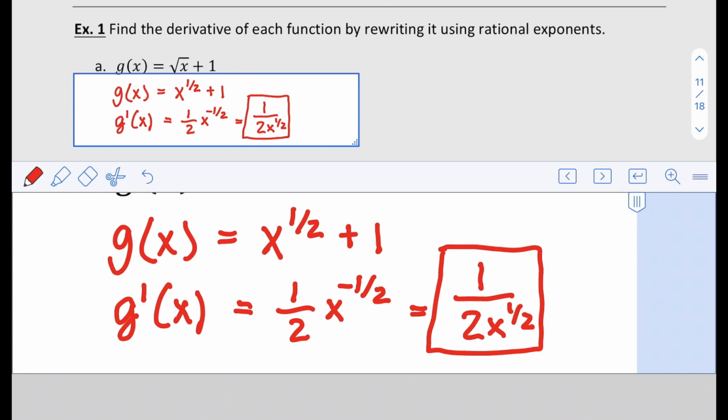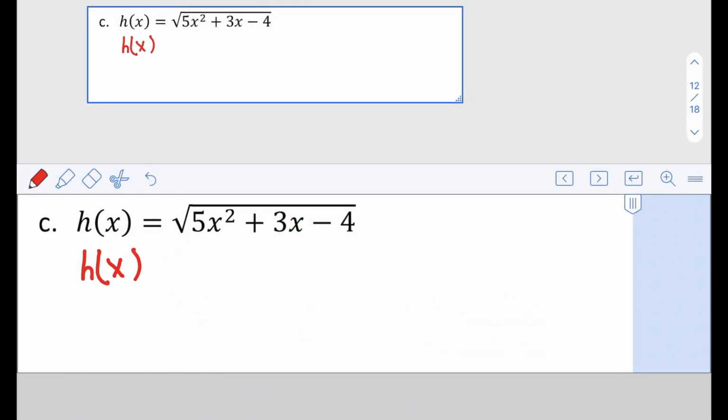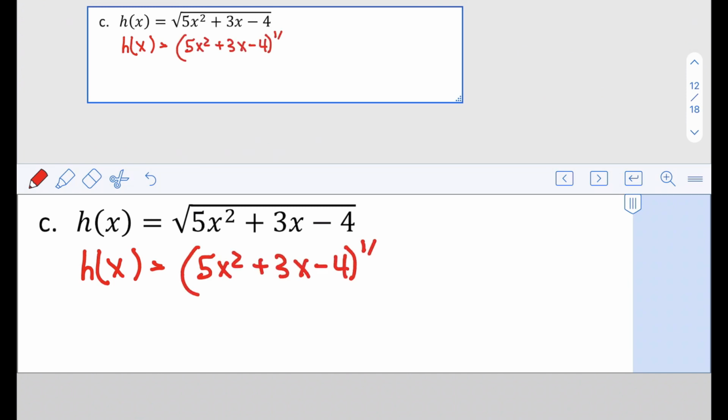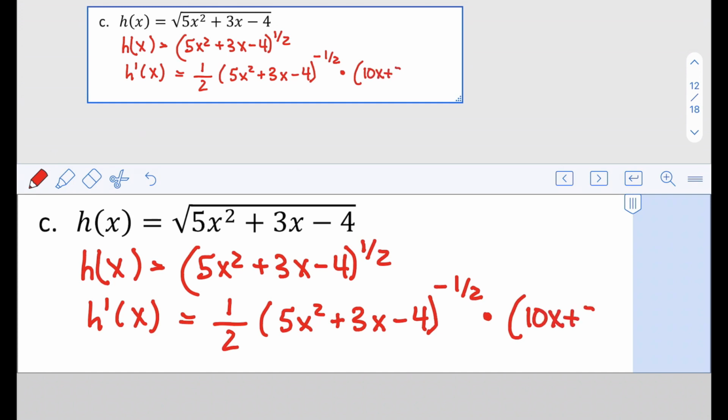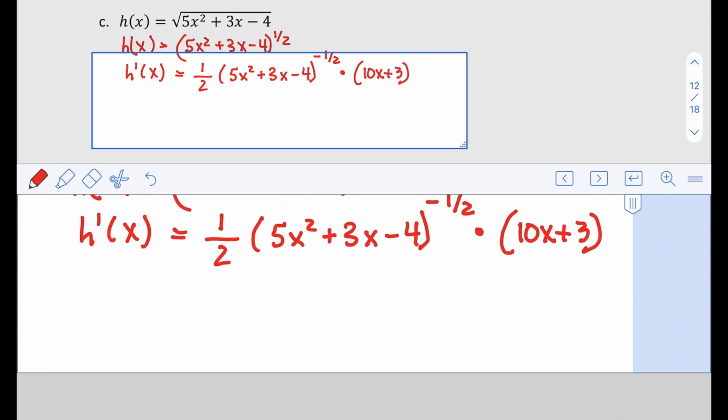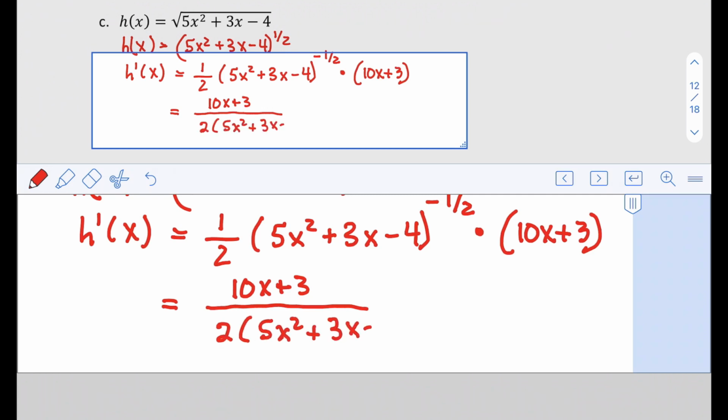So how about a more complicated one? This time I'm going to do the same thing with my radical. I'm going to rewrite my square root as that quantity raised to the 1/2 power. This time I'll have to use a little chain rule, so multiply by my exponent of 1/2, leave the inside of my function the same, decrease my exponent, and then multiply by the derivative of the inside, which is 10x plus 3. Since I do have a negative 1/2 on my exponent there, I'm going to make this into, just left on top, 10x plus 3, and then my 2 and my 5x squared plus 3x minus 4 to the 1/2 go in the denominator.